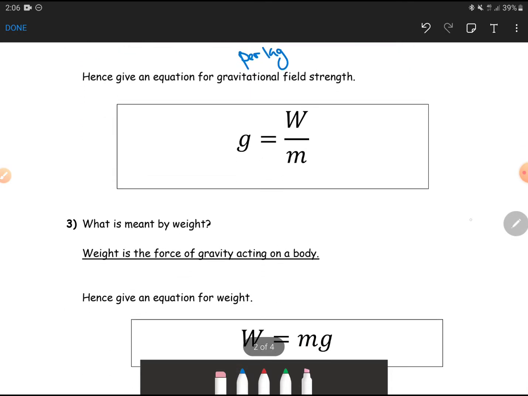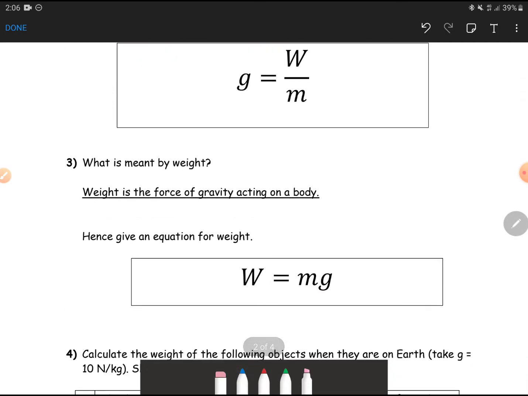And of course, that brings us to the definition of weight. Weight is basically just the force of gravity. Sometimes students tell me, oh, my weight is 50 newtons, and my force of gravity is 10. That's wrong. Weight itself is the force of gravity. Essentially, they are the same thing.